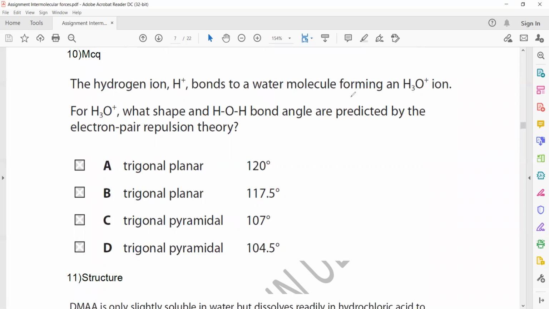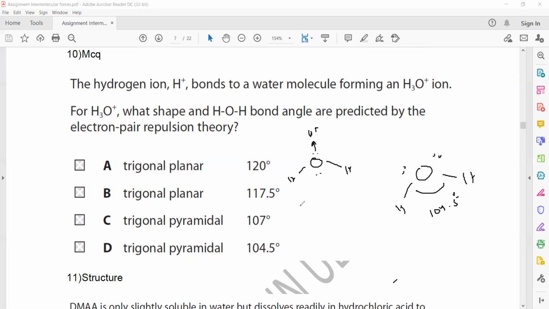A hydrogen ion bonds to a water molecule, forming the H3O+ ion. For the H3O+ ion, what shape and HOH bond angle is predicted? So using electron pair repulsion theory, this is the structure of water: two bond pairs, two lone pairs, with a bond angle of 104.5 degrees. But now it is H3O+, in which one of the bonds is a dative bond, like this bond, and there is one lone pair.